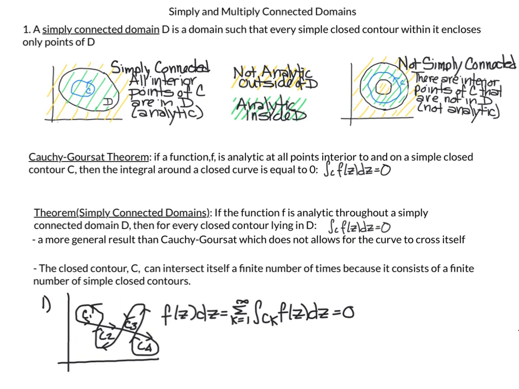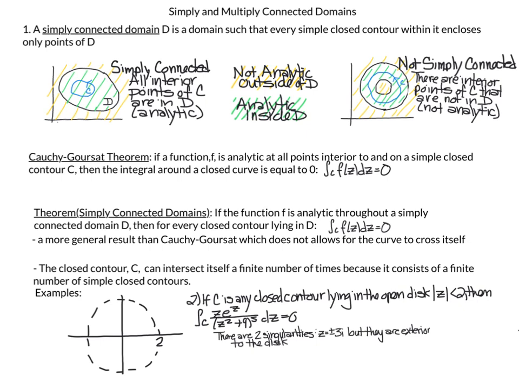So this is our example. Let me just trace over this path. I'm going to start here. I can go around, and I've gone around C1. I can come over here to trace out C4. I can trace out C3, and then I can finish by finishing off C2. Now what we have then is the integral of our function around this entire intersecting closed contour is going to equal the sum of each of the individual little simple closed contours. And by our theorem, each of these simple closed contours is equal to 0.